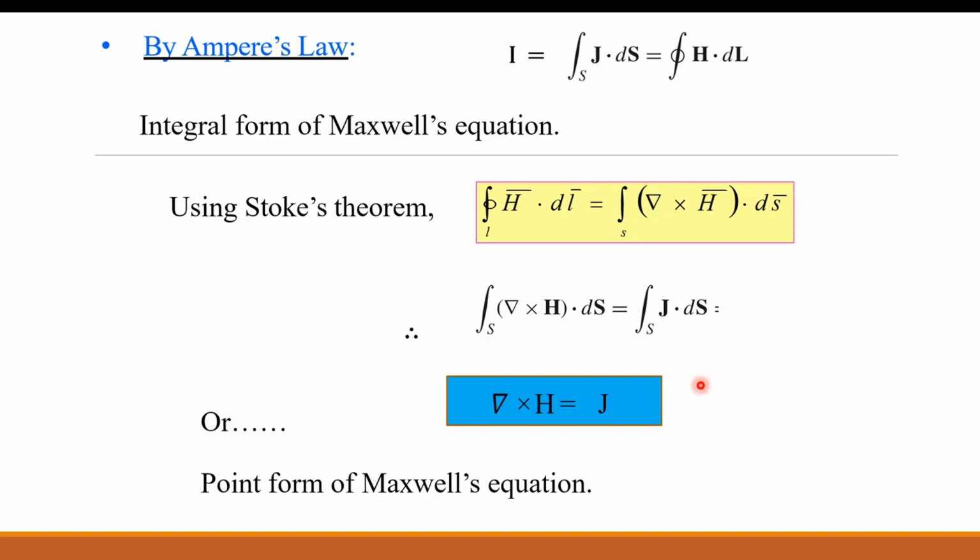So these two are the second equation. First equation is integral form, closed integration of H dl is equal to I, and the second equation is point form, del cross H bar is equal to J bar. That is the point form of second Maxwell's equation.